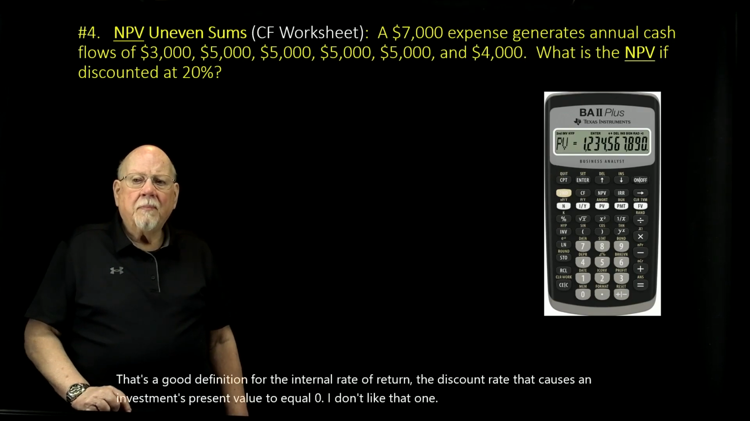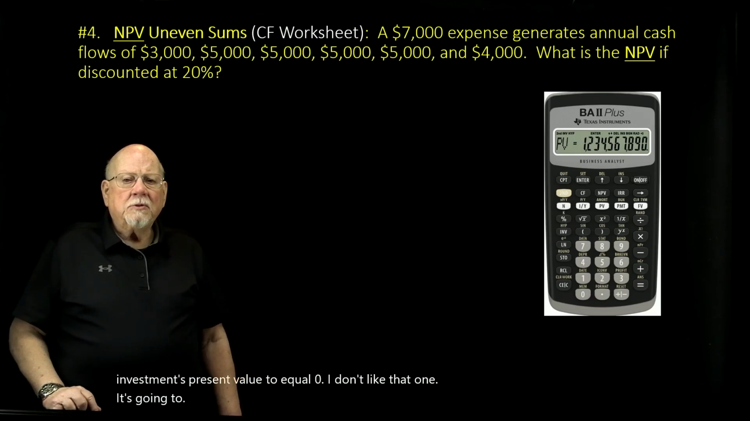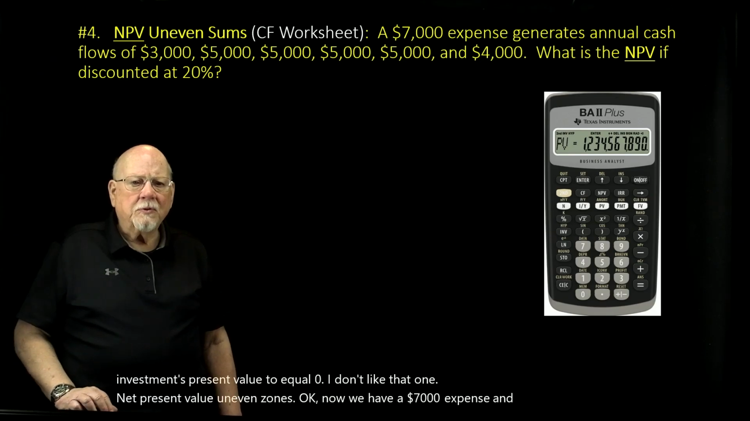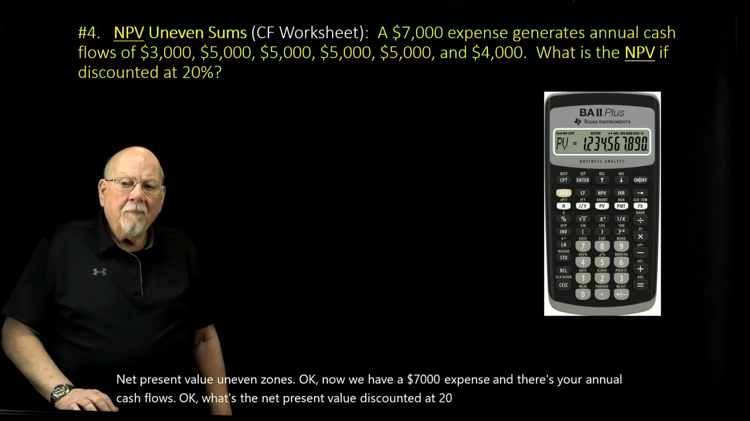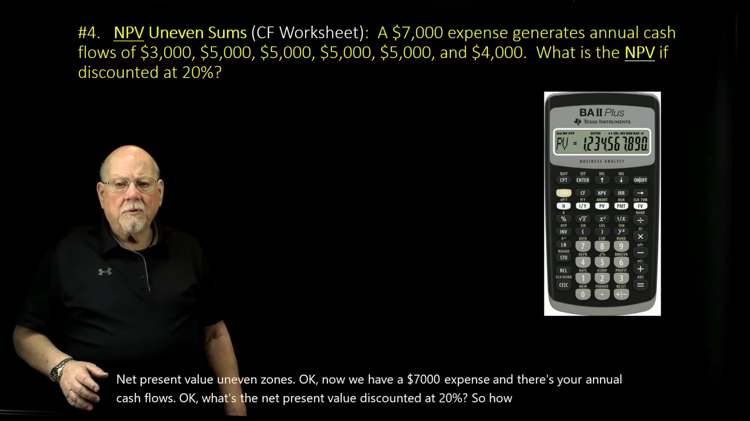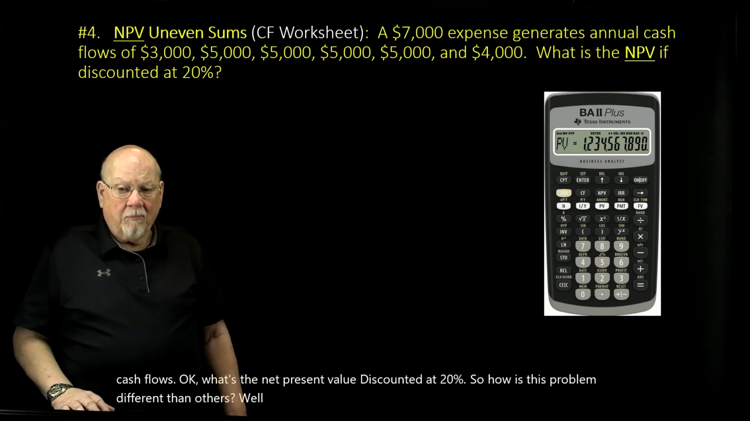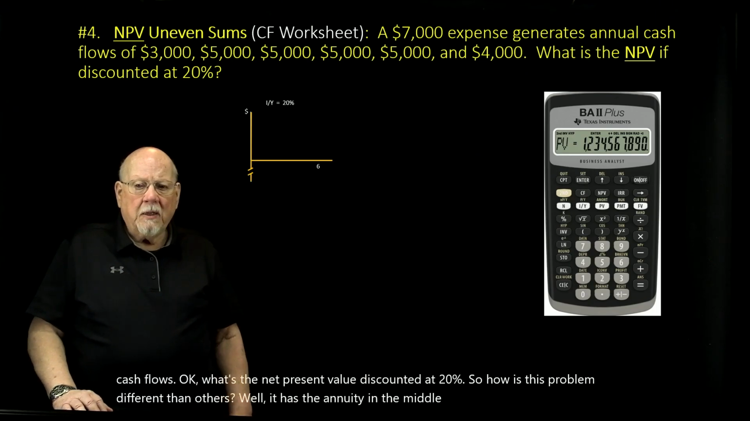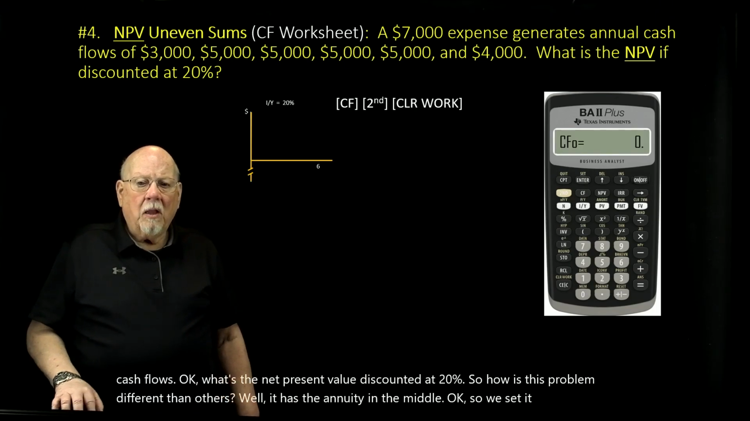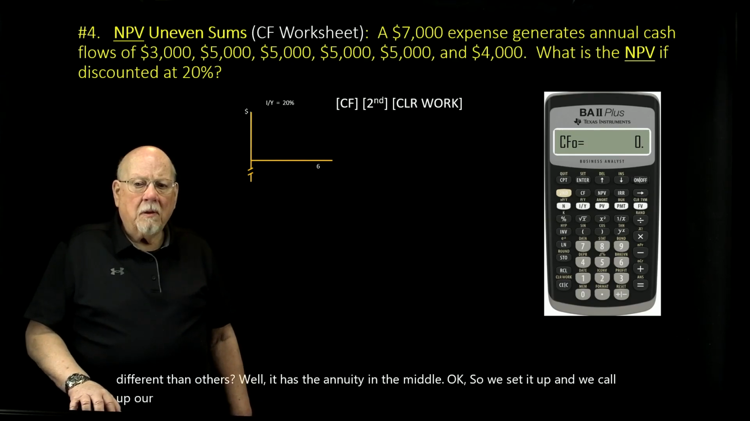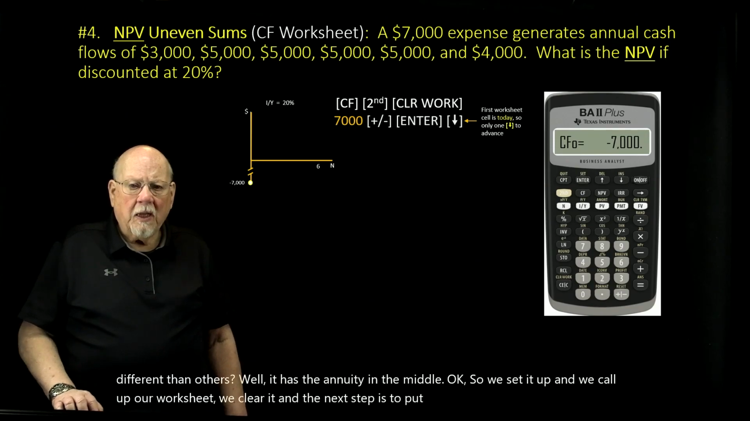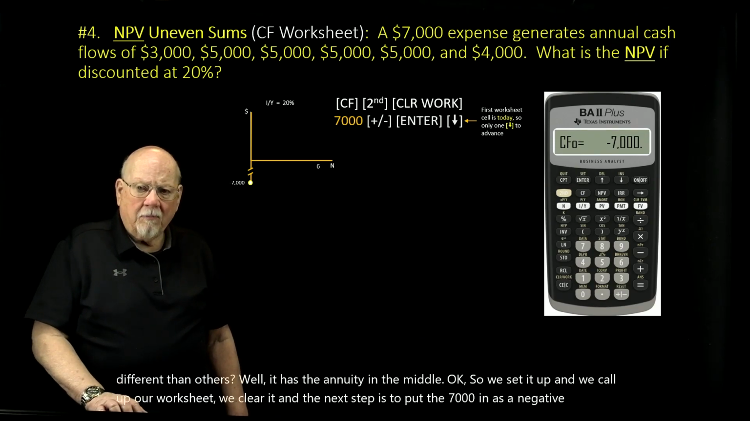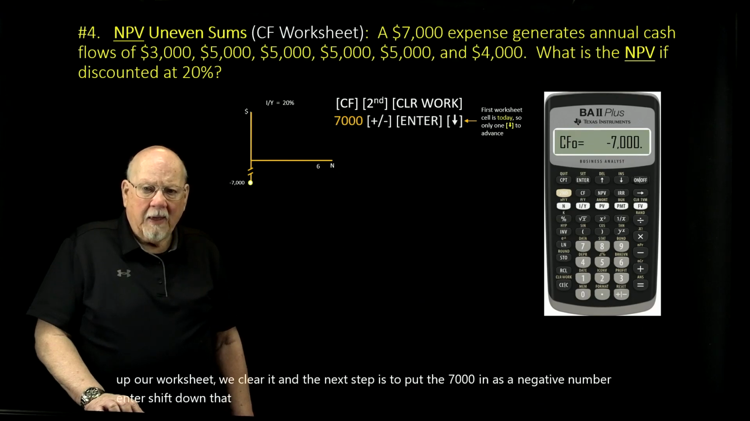Let's go on to 4. Net present value, uneven sums. Okay, now we have a $7,000 expense, and there's your annual cash flows. Okay, what's the net present value discounted at 20%? So how is this problem different than others? Well, it has the annuity in the middle, okay? So we set it up, and we call up our worksheet, we clear it, and the next step is to put the 7,000 in as a negative number, enter, shift down. That takes us out of today.